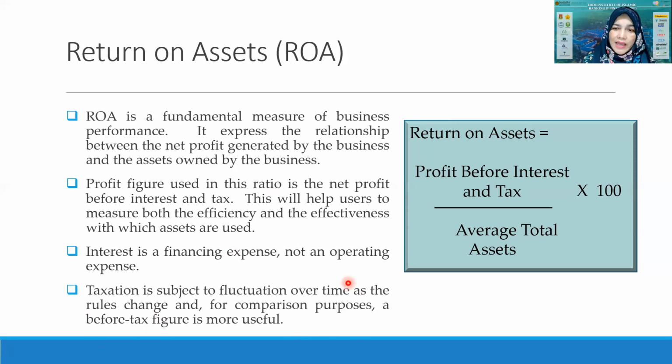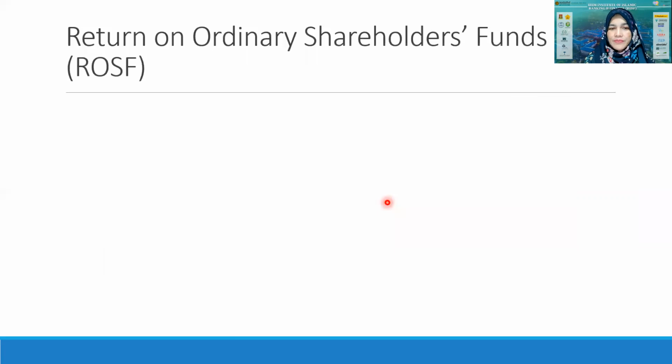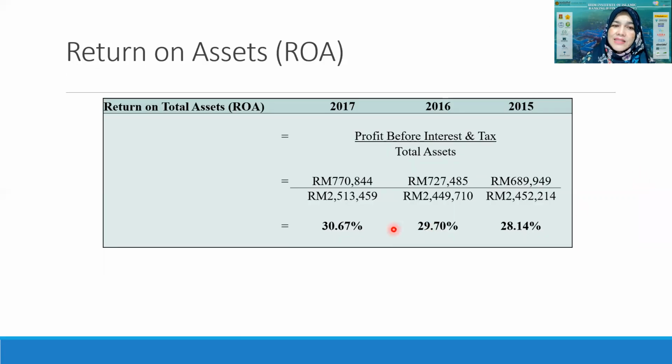Okay, while the other item, which is tax, is subject to fluctuation over time as the rules change and the policy of the government also changes. So this is not so much due to the operation of the company, but sometimes because of the policy of the government. Okay, this is the example of Nestle. The return on asset of Nestle goes from 28.1 to 29.7 and then increases further to 30.67. So what we can say here is Nestle has a return on total asset which is increasing throughout the 3 year period, which is indicating a good performance of Nestle.